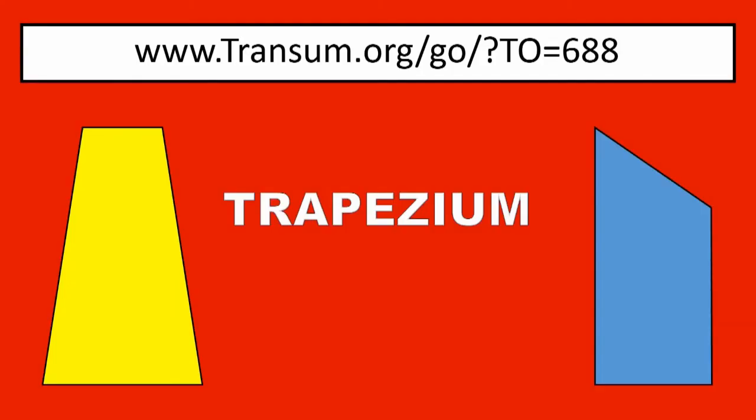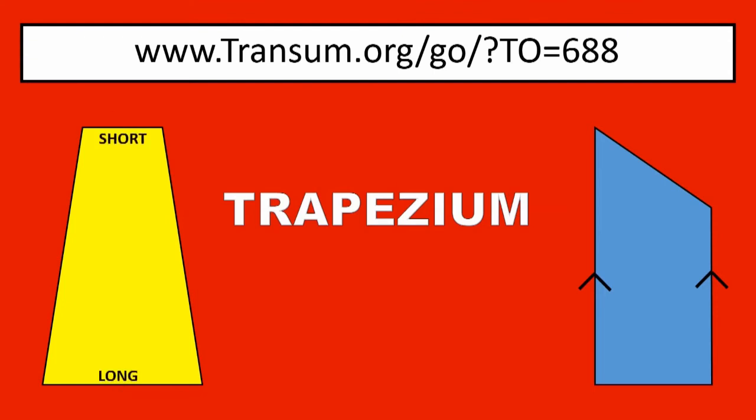The trapezium. It's a 4-sided shape, and one pair of opposite sides are parallel. So in the yellow trapezium, it's the top and the bottom. In the blue trapezium, it's the left and the right. So how do we find the area of a trapezium? Is it like a rectangle in any way? Well, we have a height for the yellow trapezium, but the width at the top is quite a short length, and the width at the bottom is quite a long length.